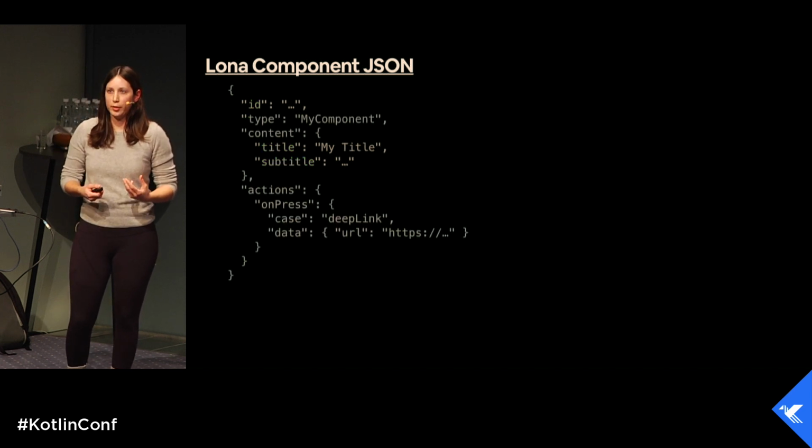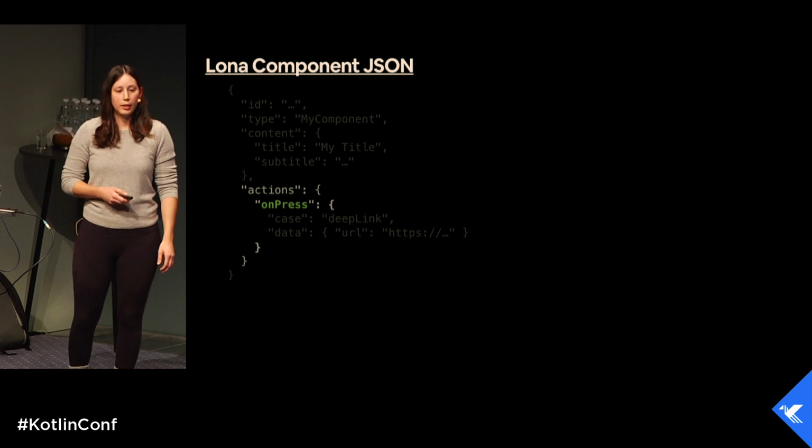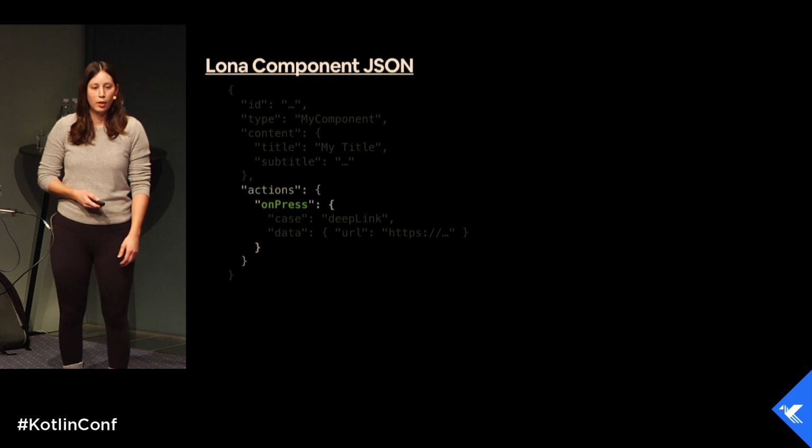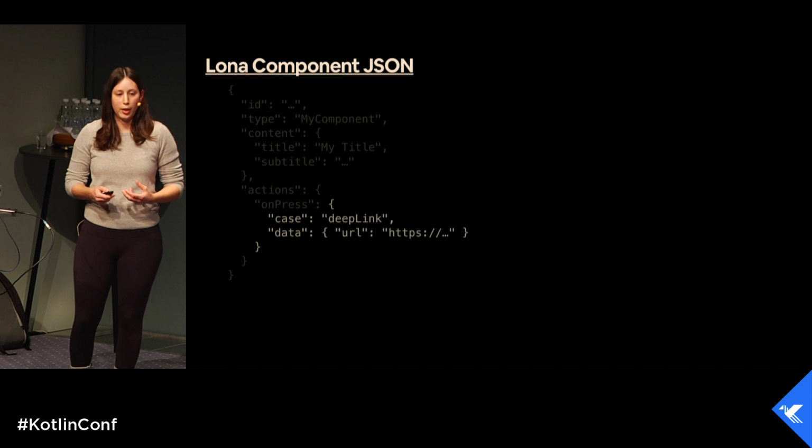And let's say that we want this component to be interactive on the client. We can specify that too with something called an action. In this action, we're going to designate an onPress action that happens. And in this onPress object, we have a couple different things.